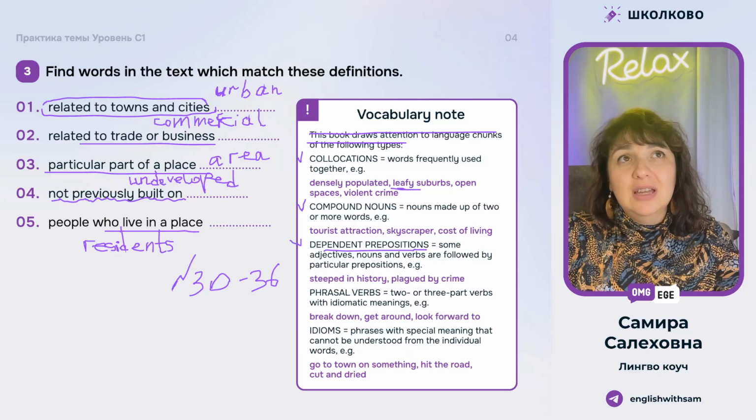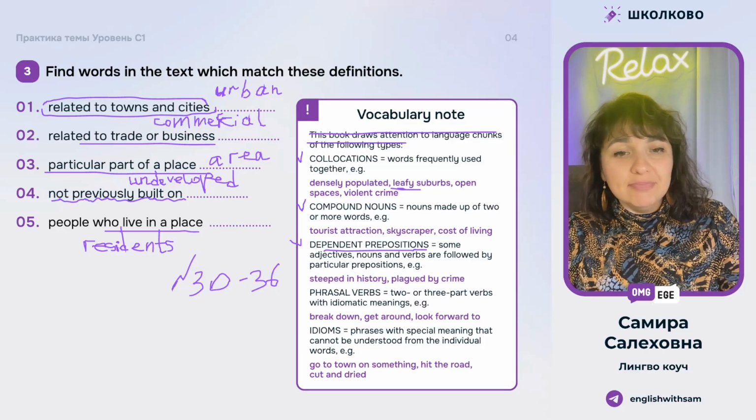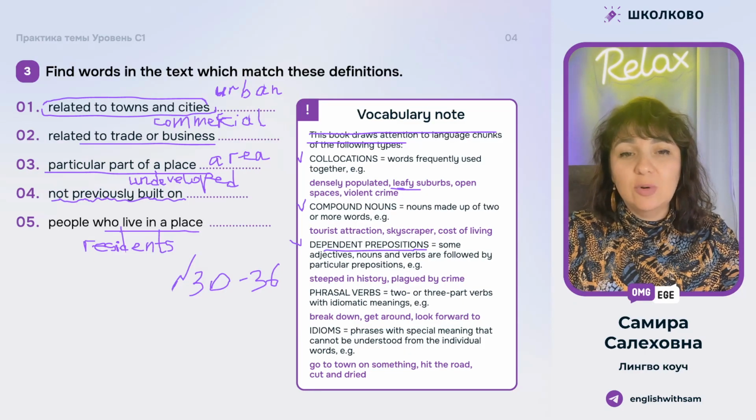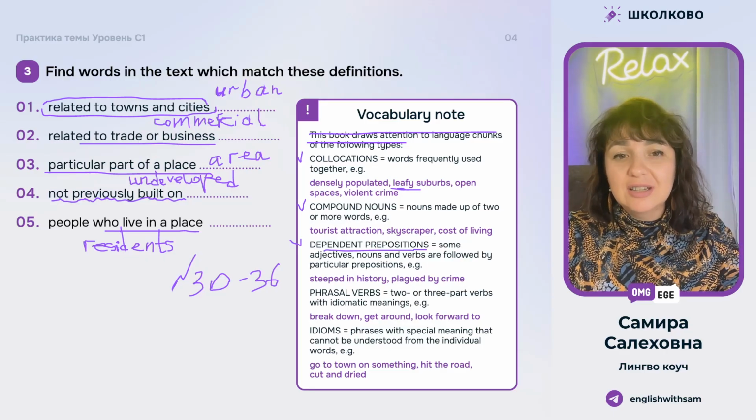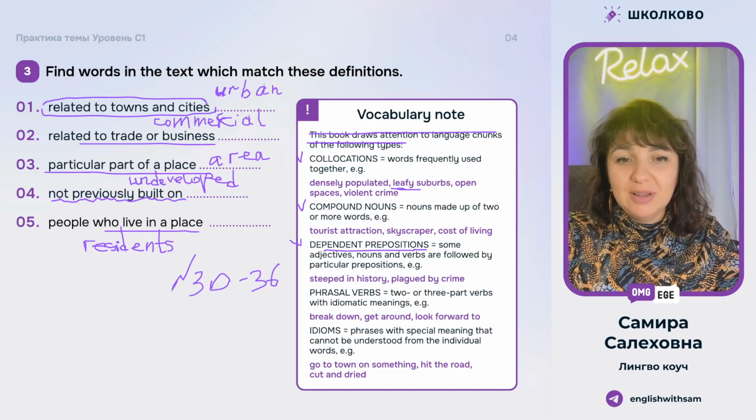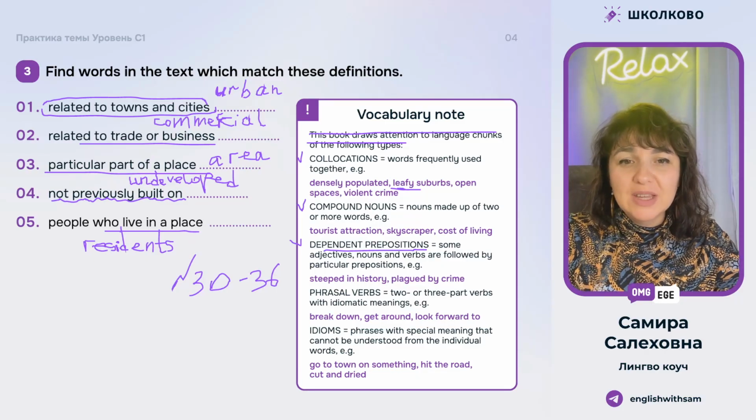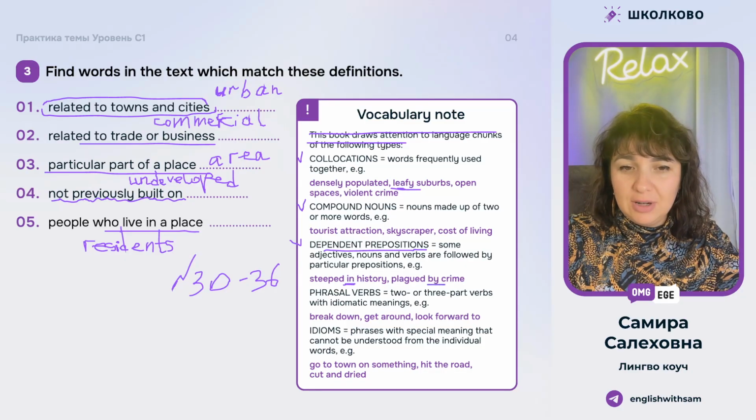So no matter if it is a letter to a friend, an essay, or just your oral answer in speaking, everything will go bad. So don't forget about dependent prepositions, right? So, for example, steeped in history, plagued by crime.